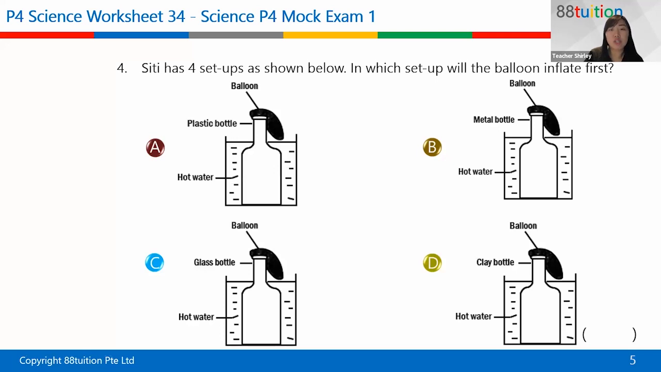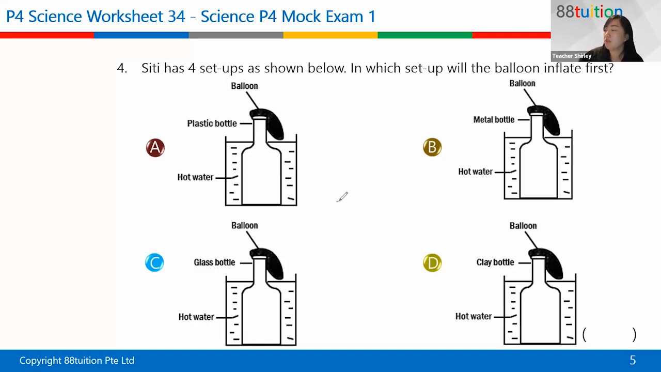Now, this one is a very tricky question because if you think about it, ask yourself, what is the change variable over here? What are we changing? As you can see, everything is the same except that the material of the bottle is different. So since the material of the bottle is different, you will need to see in terms of what property they are different.